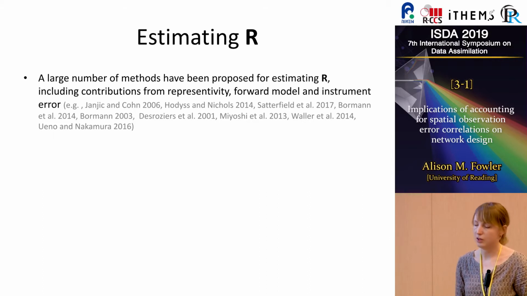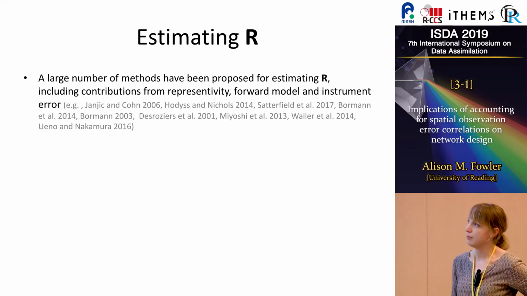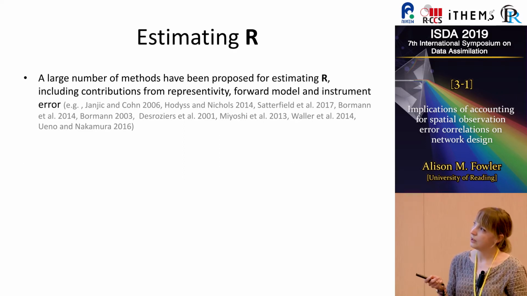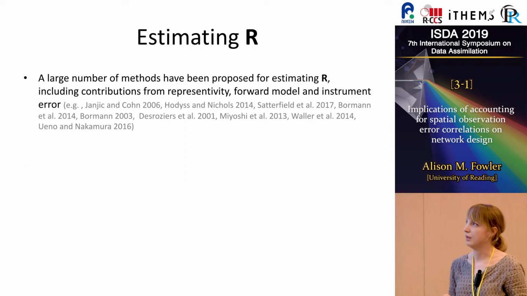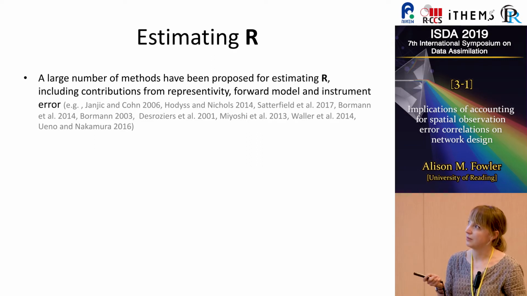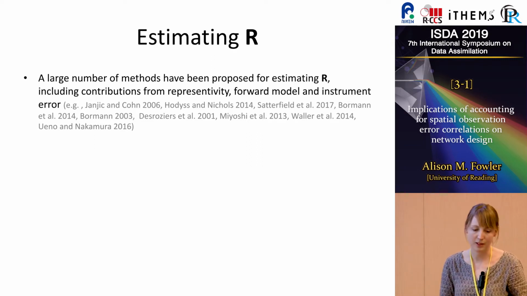In order to use a full R matrix within data assimilation, first of all, you need to estimate it. There have been quite a few different ideas for how to estimate a full R covariance matrix, including all the contributions from representativity and forward modeling errors. This is a non-exhaustive list of some of the recent work.